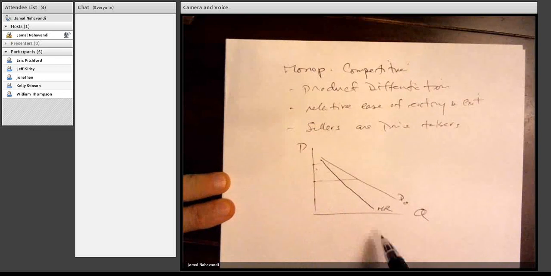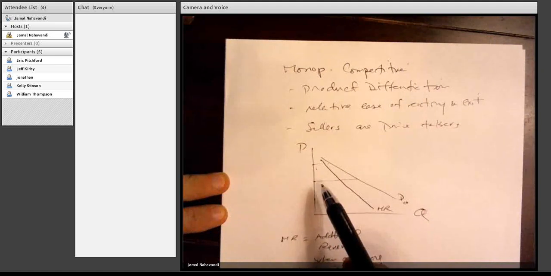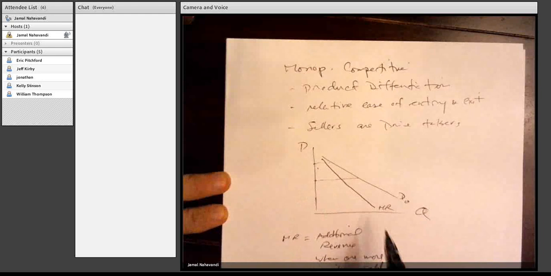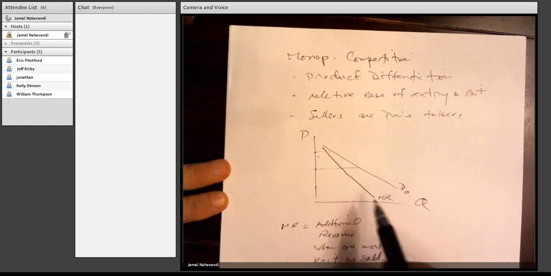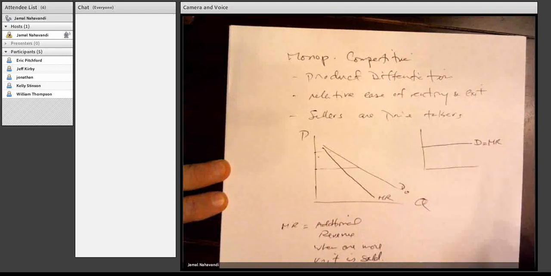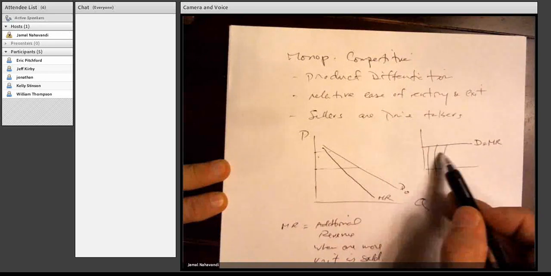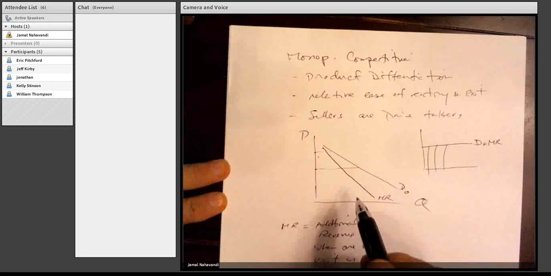Marginal revenue is additional revenue when one more unit is sold, except that you have to drop the price on all the other previously sold units or would-have-been-sold units, and that's why the marginal revenue in this case is below the demand curve. In the case of a competitive market, the demand curve was also the marginal revenue curve. Demand and marginal revenue were equal because every time you sold, you got the price. That marginal revenue never changed. In this case, marginal revenue does change.